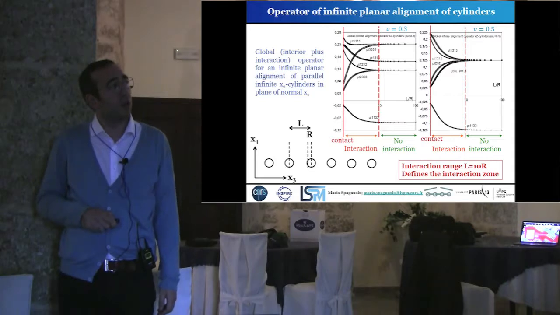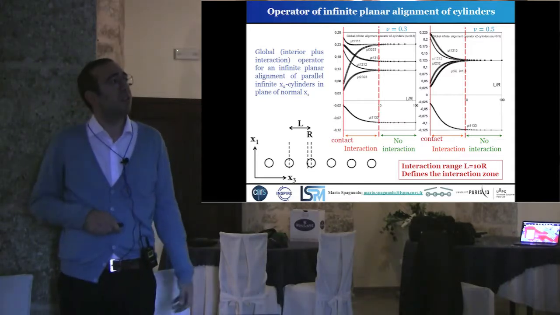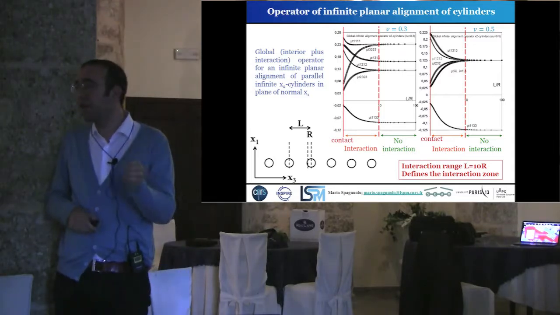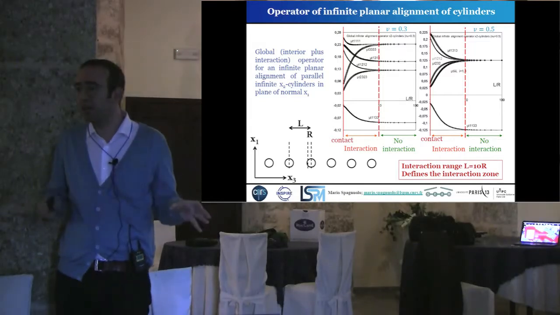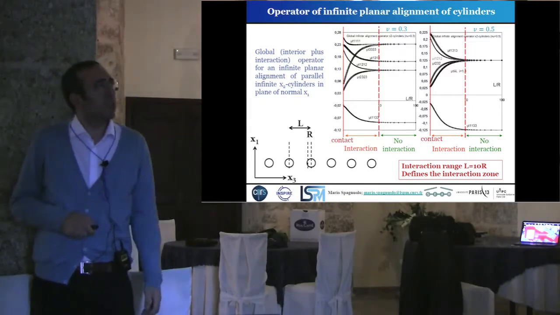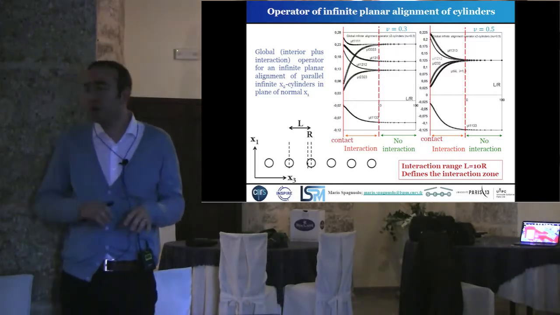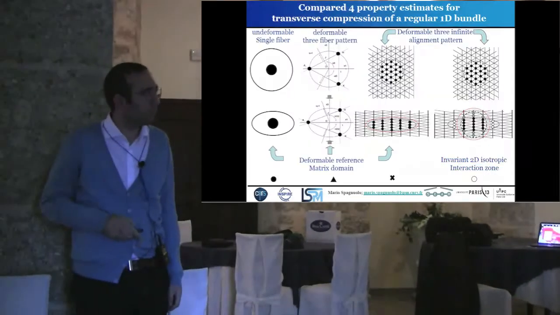and it also gives us a limit of the validity of the interactions, and this limit is more or less 10 fibers. So each fiber sees more or less 10 fibers around it, and when we do the complete calculus for the bundle, we will limit to this interaction zone.